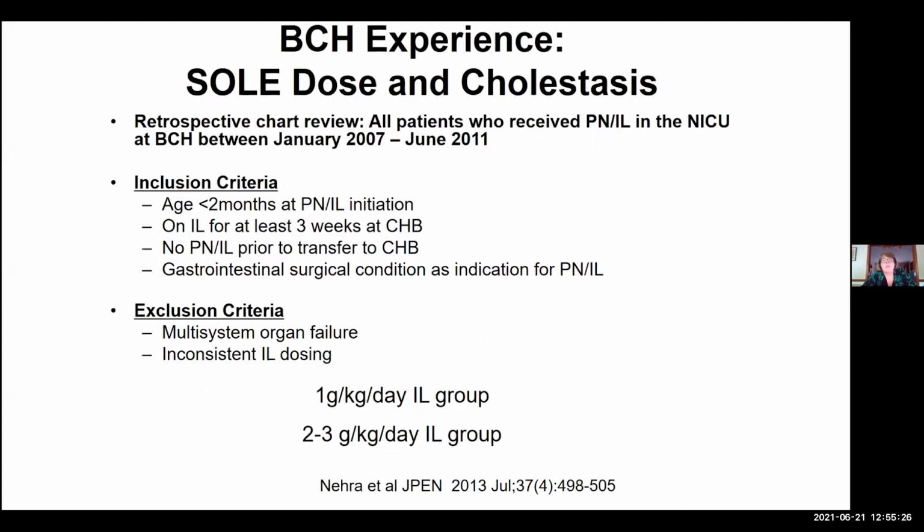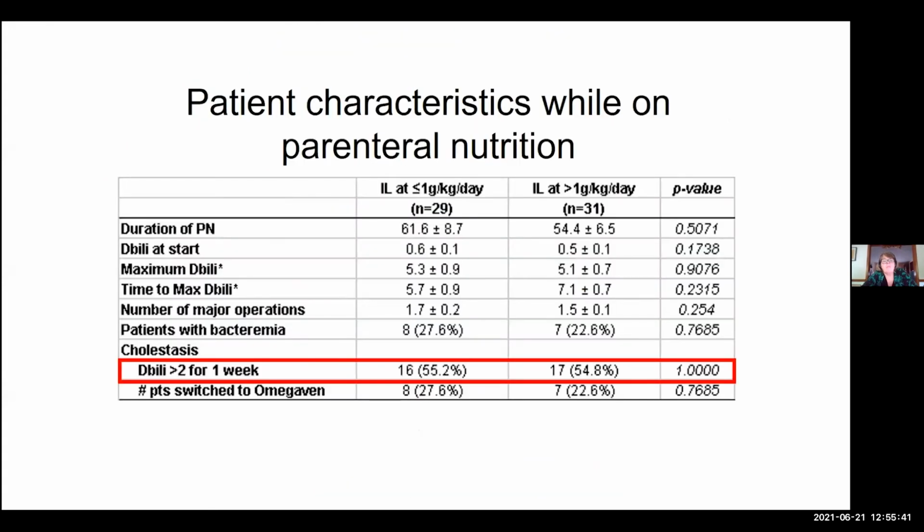And this was similar to our experience at Boston Children's. Because practice changed, not everybody in Boston got Omegaven. A lot of kids just went to soybean oil lipid restriction. And so we looked at our incidence and we compared a gram per kilo per day to 2 to 3 grams per kilo per day. And we saw that it didn't really make a difference. The incidence of IFALD or cholestasis was the same in both groups.